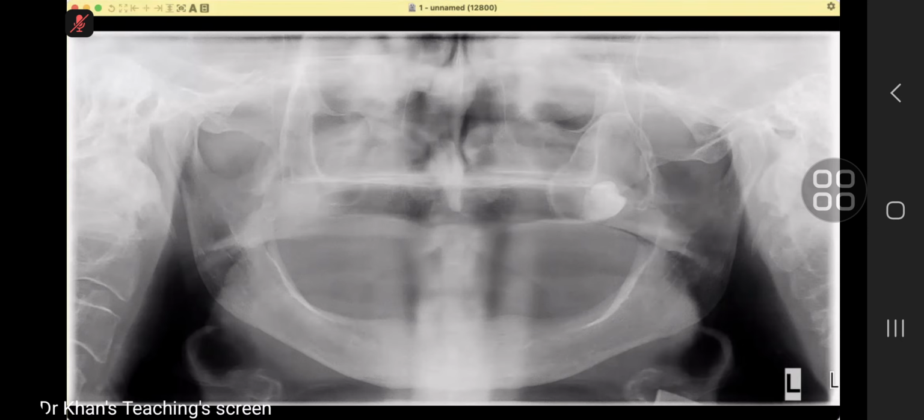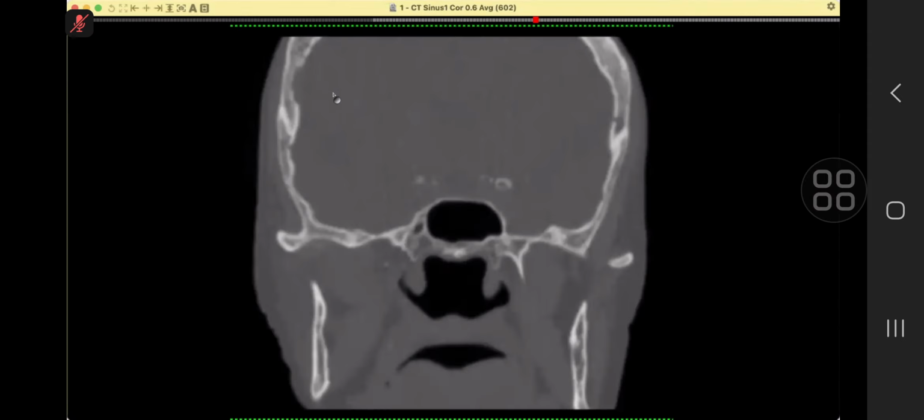Sir, a dentigerous cyst on the left side. And where is it? Sir, it appears to be in the mandible. Is it the mandible? Sorry, sir, maxilla. In the maxillary process. What will you do next? Sir, I would like to have a CT scan of this patient. Over to you. Sir, I will request again.